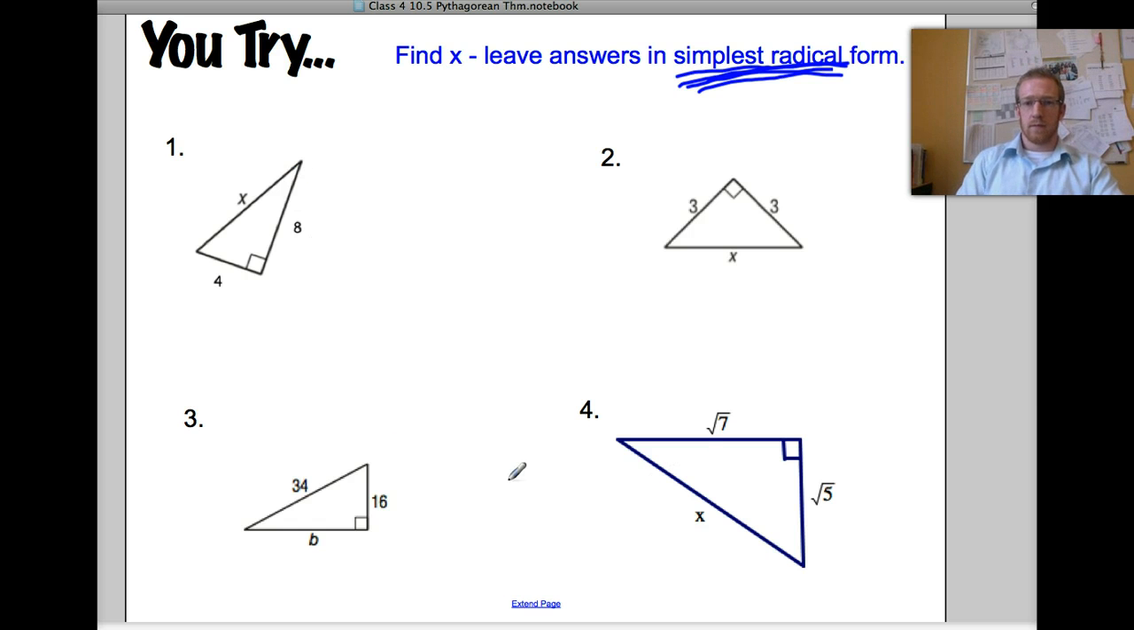You have 4 examples here. Notice that these x's are the hypotenuse, whereas this is the leg. This is again the hypotenuse. Also take note of when you're squaring numbers versus squaring square roots.